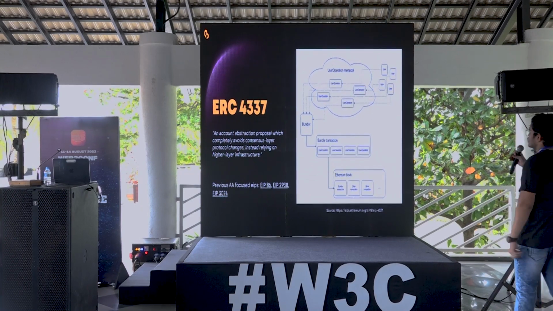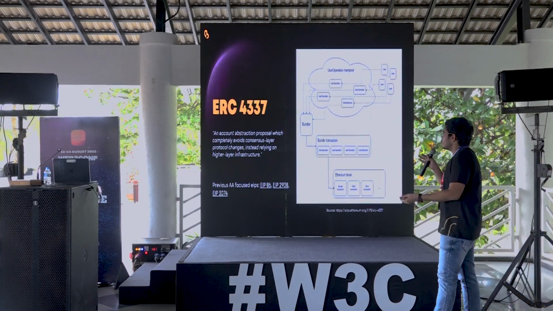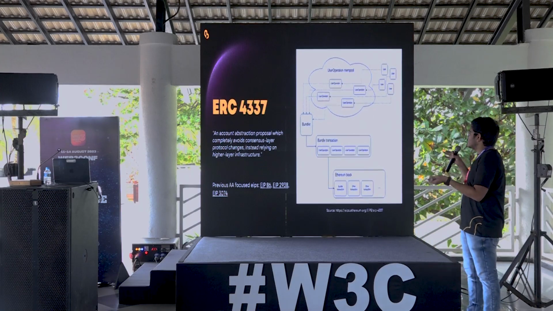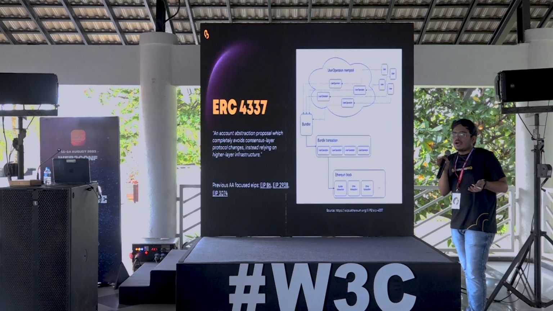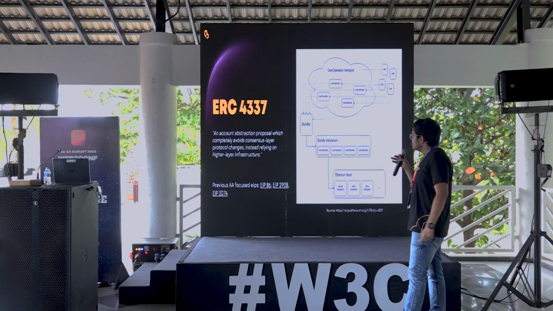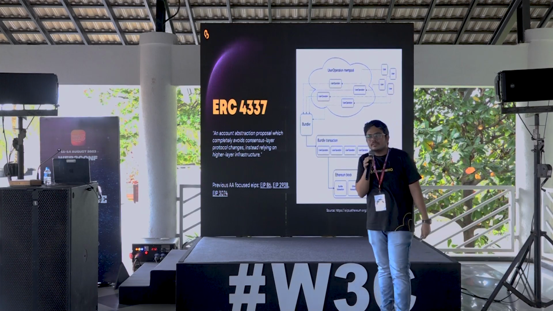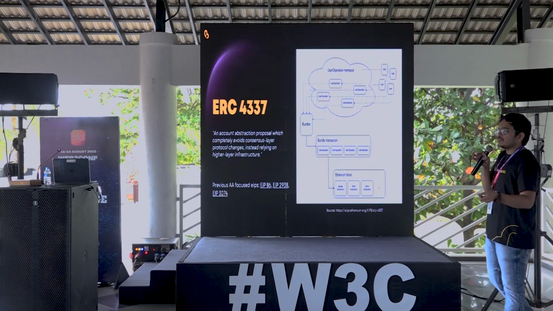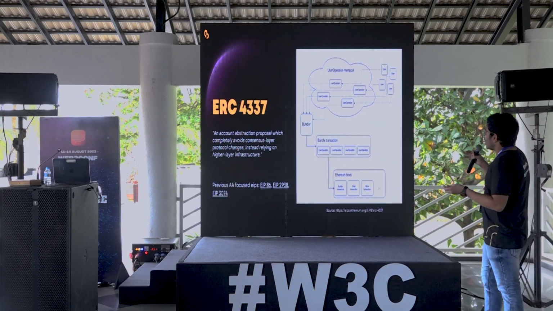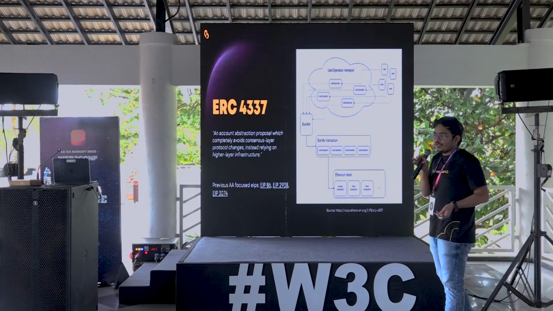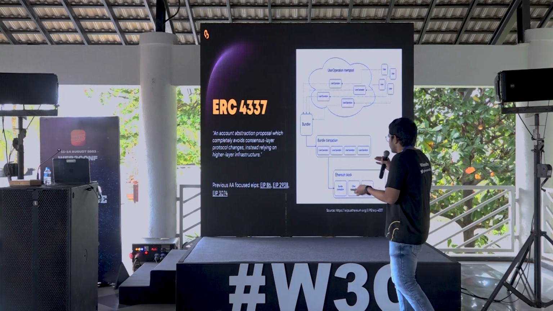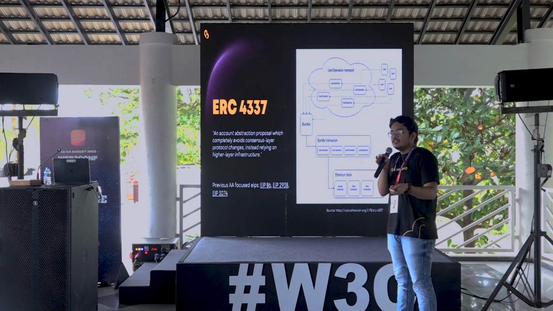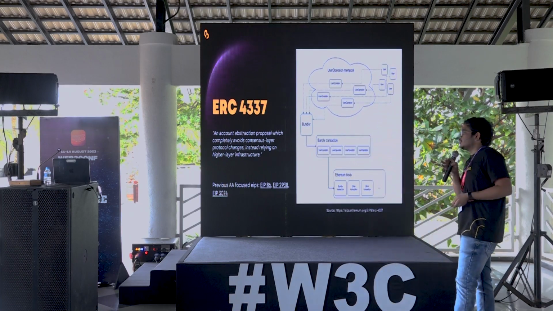So what does 4337 state? It's an account abstraction proposal which completely avoids consensus layer protocol changes. Instead, it relies on higher layer infrastructure. So why only 4337? There are already lots of efforts being made in implementing account abstraction at the Ethereum layer. There are EIP 86, EIP 2938, and EIP 3074. EIP 86 talks about implementing your own custom signature verification logic and nonce logic.